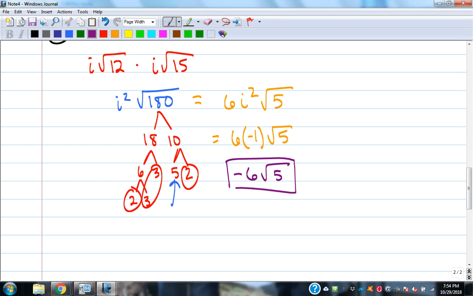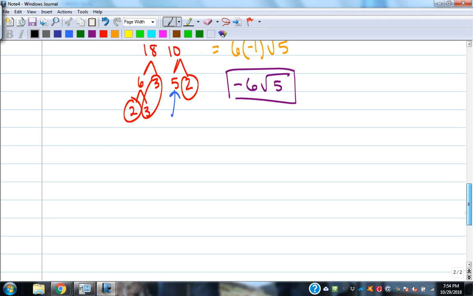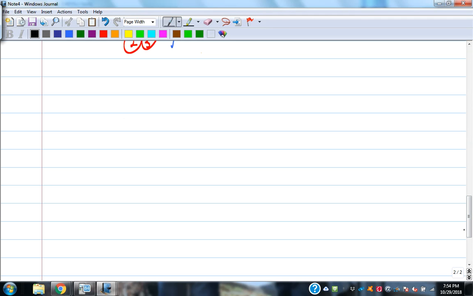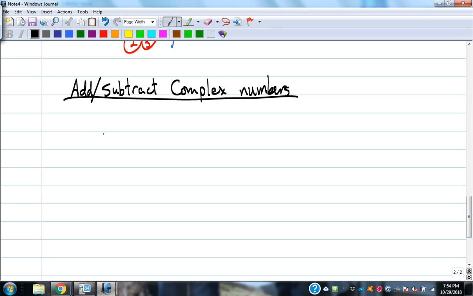All right. Let's add and subtract some complex numbers. Okay. 3 plus 5i, that's the first complex number, plus 6 minus 2i. That's the second complex number.